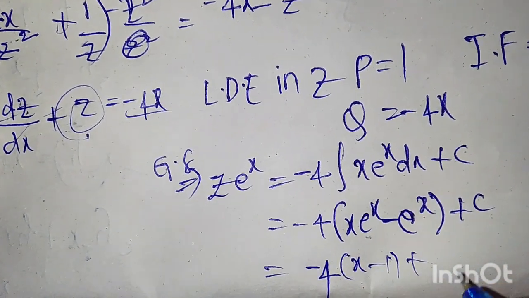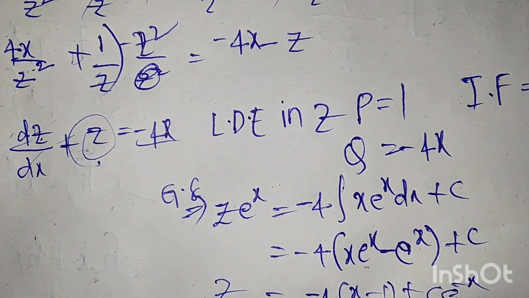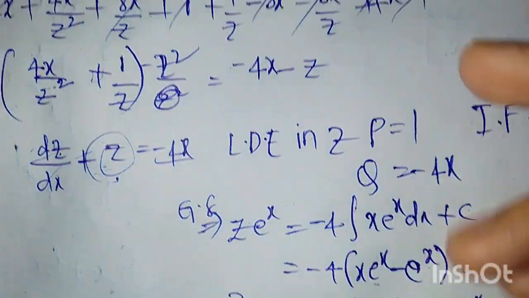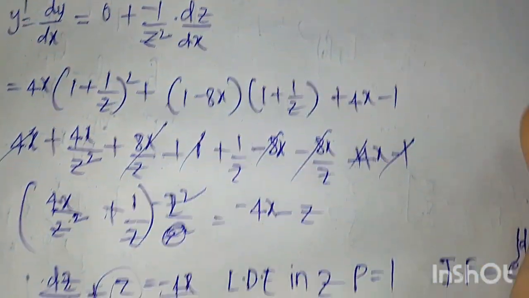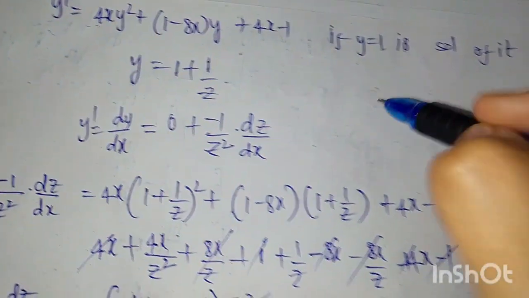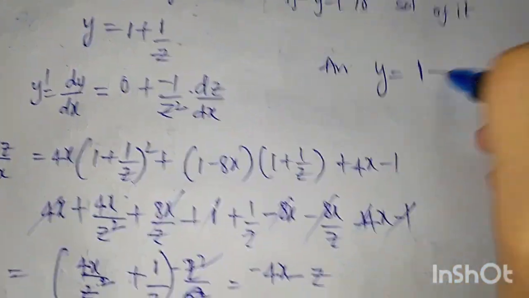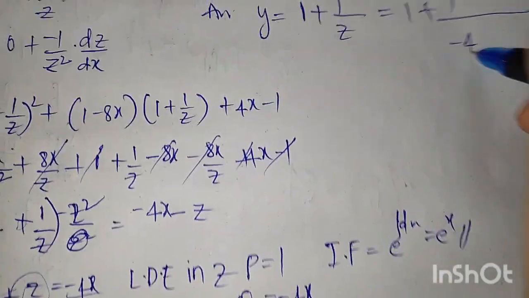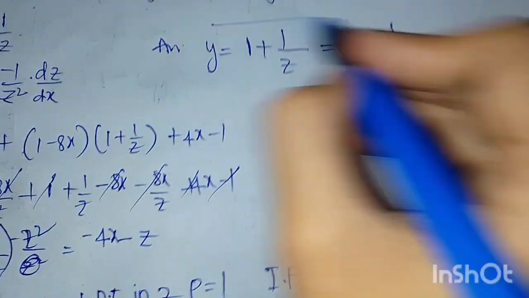And before that, finally I have to write my answer, no? So the general solution, this is for this linear differential equation. For our question, the answer will be y is equal to 1 plus 1 by z. That means 1 plus 1 by minus 4 into x minus 1 plus c e power minus x. This will be your answer. Definitely, you should write this finally. So whatever we wrote first, that will be your final answer.